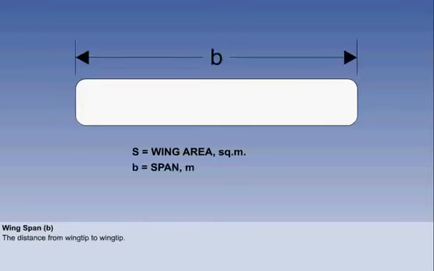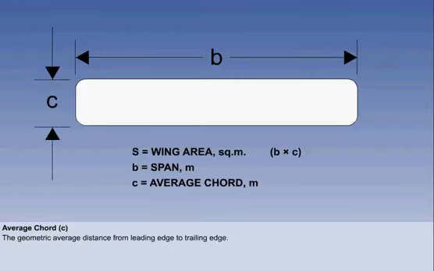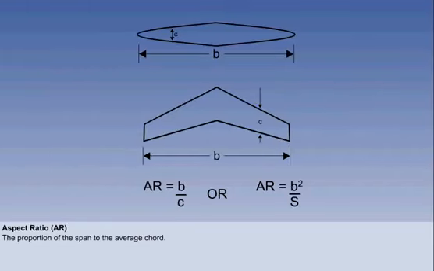The wing span, lowercase b, is the distance from wingtip to wingtip, usually now quoted in meters. The chord is the distance from leading edge to trailing edge, and the average chord, lowercase c, is the geometric average. The product of the span and average chord is the wing area. The aspect ratio, or AR, is the proportion of the span and the average chord, that is, b over c.